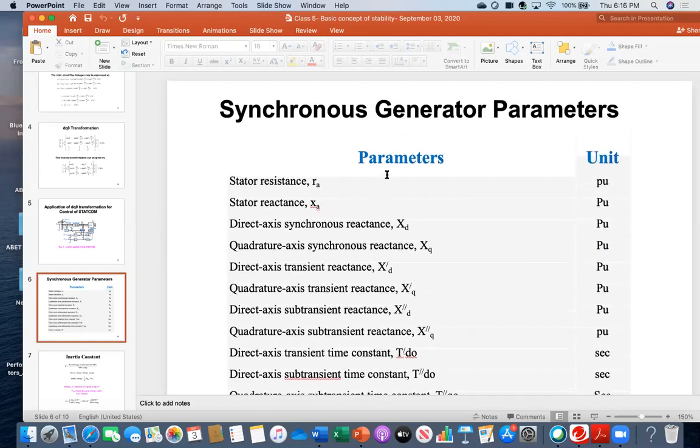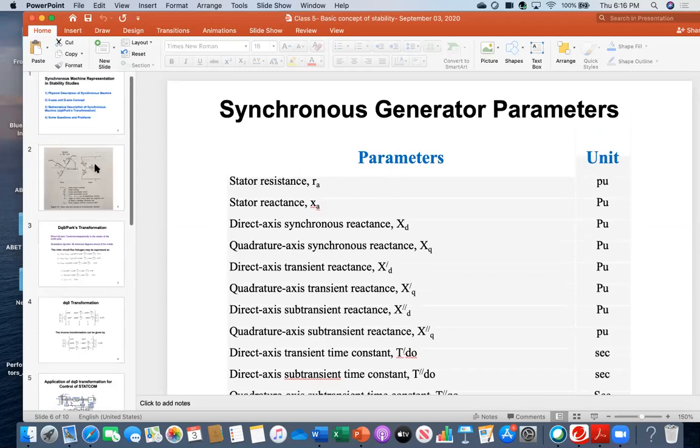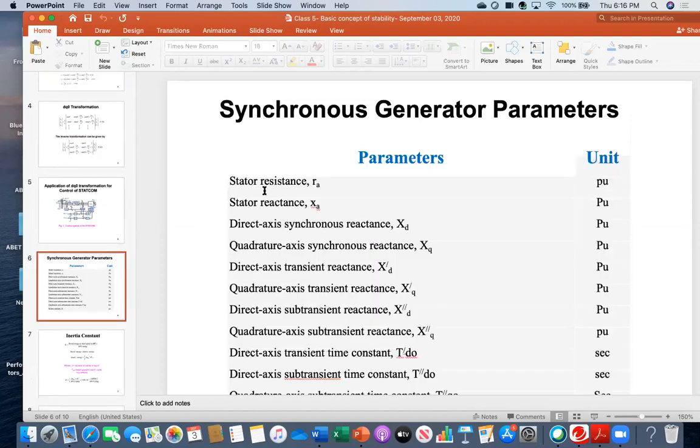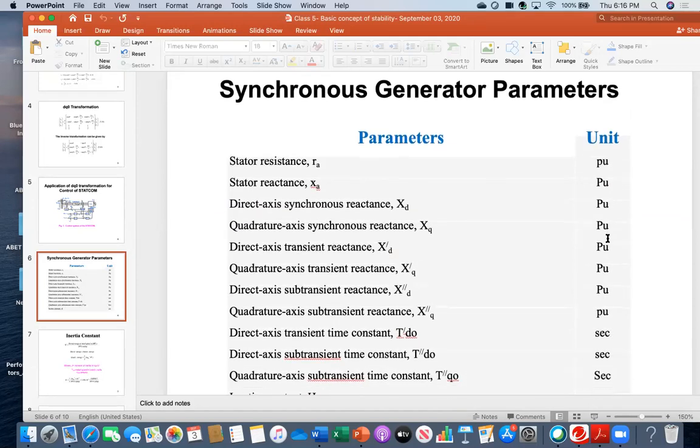So for example, what are the parameters? Stator resistance, RA. Definitely, because these are coils, they have a small resistance, although mainly they are inductive in nature, but they have a small resistance as well. One thing is that on the right side, the unit, you see I have written few. Probably you all know few means the per unit system. What should be the actual unit here for stator resistance RA? It should be ohm, right?